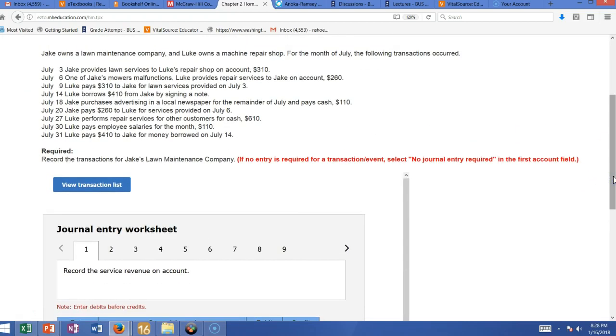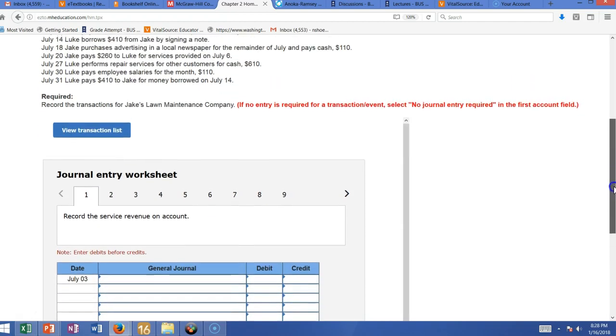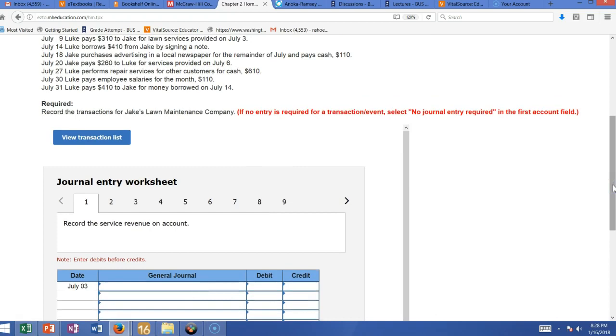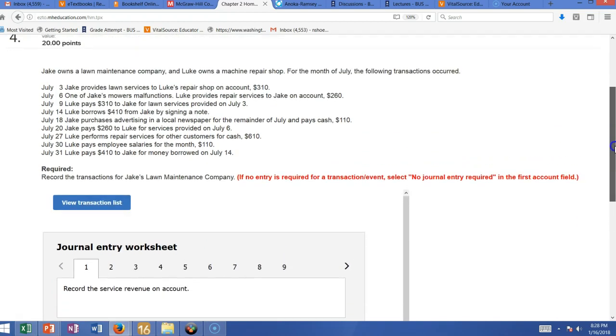So Jake provides lawn services to Luke's repair shop on account. What happens here? When it's on account, what does that mean? Receivable. Is this for Jake's business or for Luke's business? I got confused. Record the transactions for Jake. Then there's another one where you have to record it for Luke. But this is Jake. Jake provides lawn services to Luke's repair shop. What do we do for Jake?